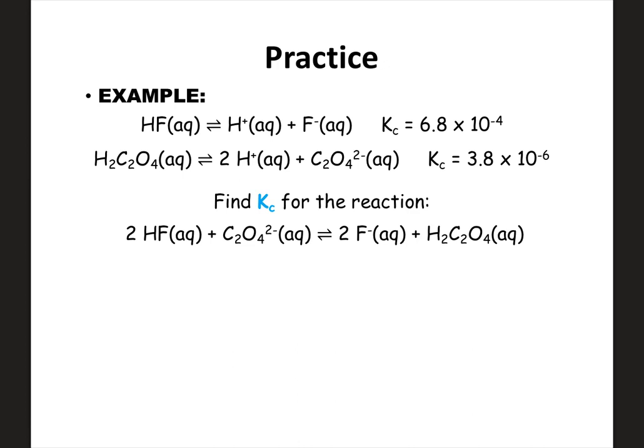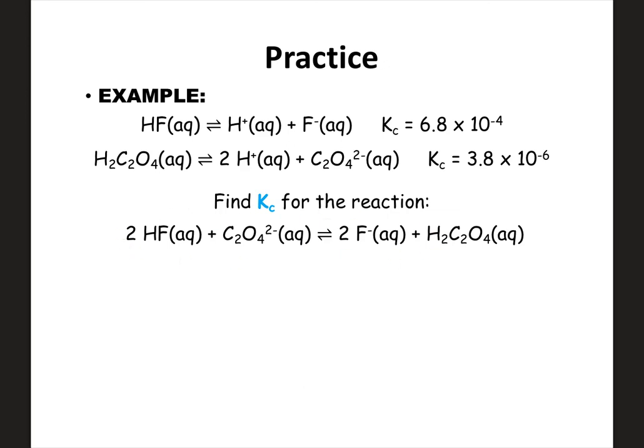And I love these problems because they're basically like a little puzzle. All right. You're given two separate reactions here, each with a K value, and we want to find the K for this reaction. All right. So basically what you have to do is figure out, okay, what do I need to do to these original reactions in order to make them add up to this?